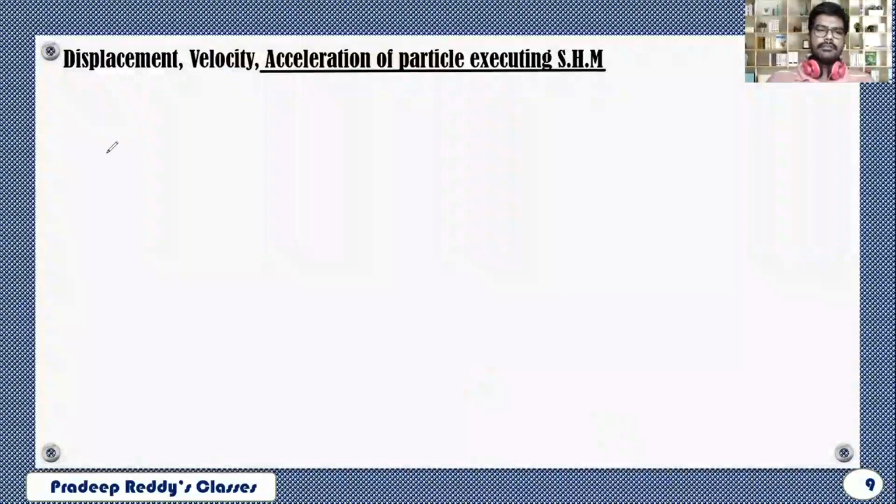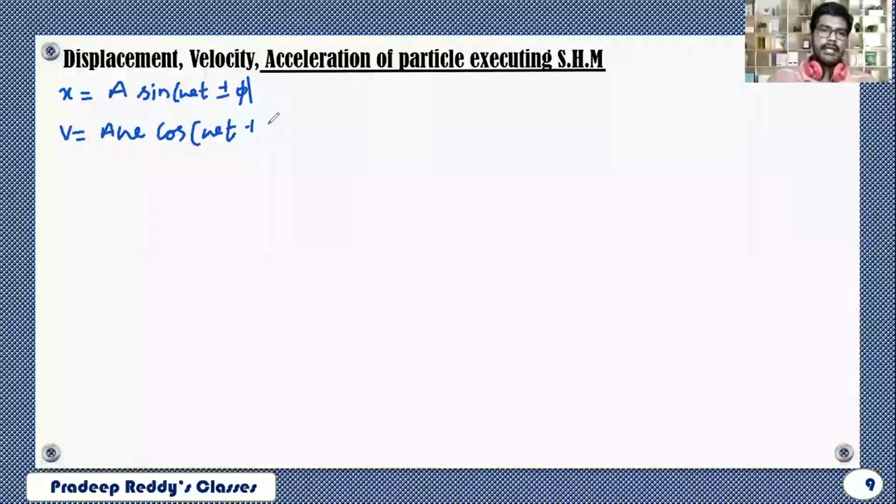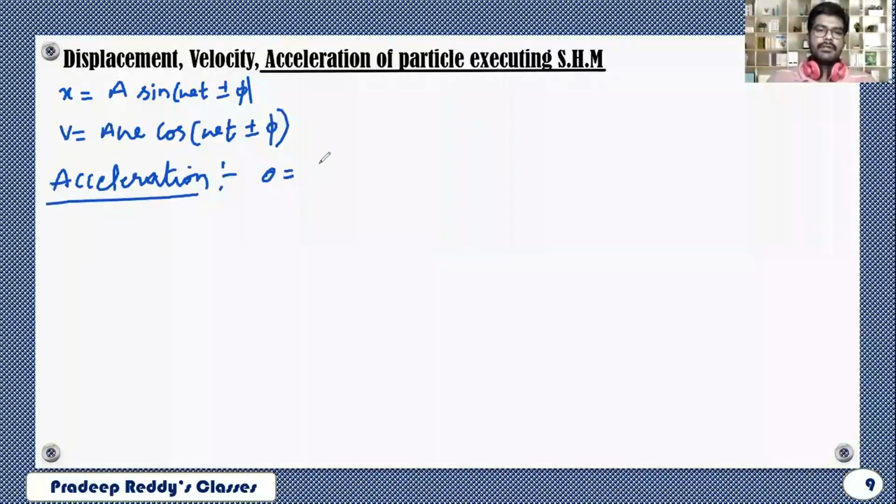We have derived equation for displacement and velocity. Now we will learn about acceleration. Displacement x is equal to a sine of omega t plus or minus phi. Velocity v is equal to a omega cos of omega t plus or minus phi. Now I want to find out acceleration. So in order to find out acceleration, a is equal to dv divided by dt.